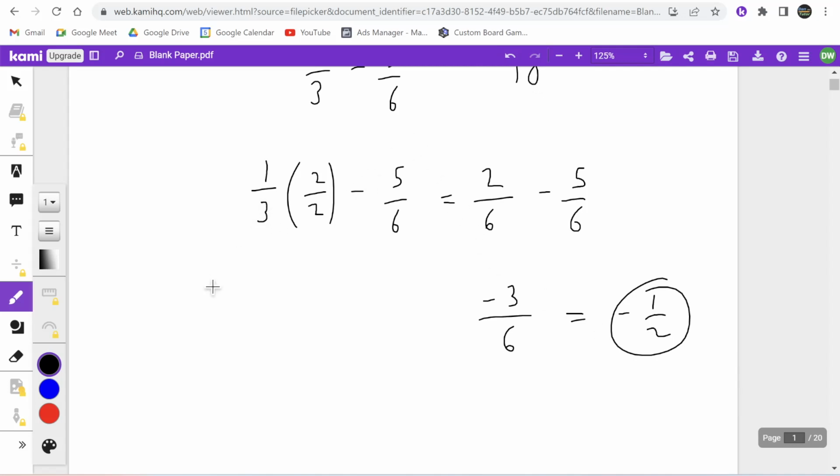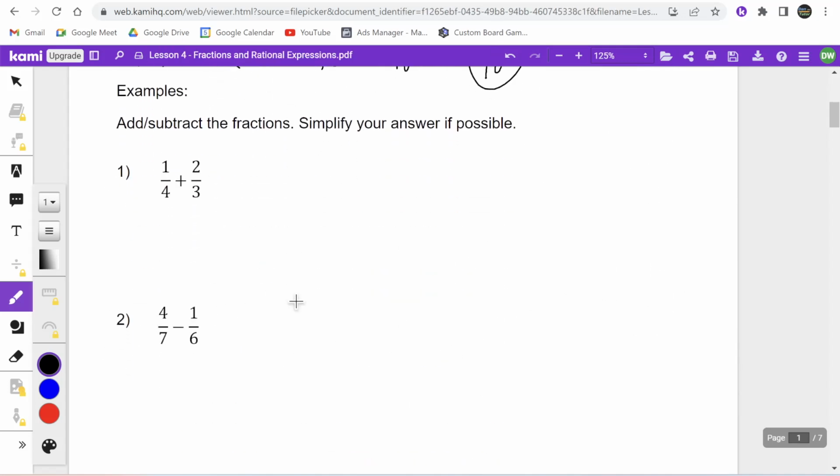Okay, good. Next one, we have 1/4 plus 2/3, and we want to add these fractions together. Again, I have to ask myself, what's the common denominator going to be here? In this case, it will be 4 times 3. 4 times 3 is 12. So we're going to have a common denominator of 12.